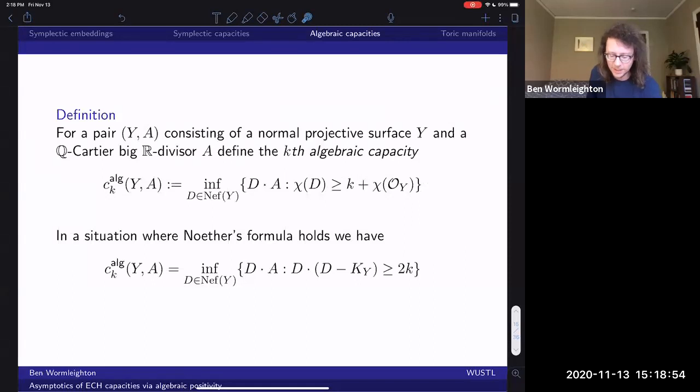So here's the definition, which I'll unpack. Suppose (Y, A) is a pair consisting of a normal projective surface. Here, just read normal as meaning an algebraic surface that I can do intersection theory on. With a Q-Cartier big R-divisor A. I wouldn't worry so much about the word big if it's not one you've seen before. It's fine if you read ample here instead. And again, Q-Cartier is just saying that we're able to do intersections. If Y is smooth, we don't need to worry about this word at all.